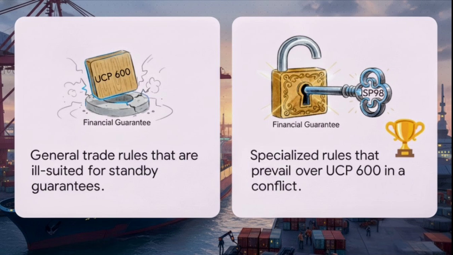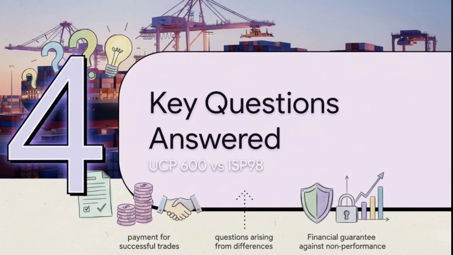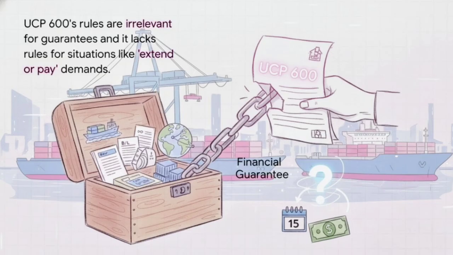Thinking about these specialized rules actually leads to a couple of really common questions that people have, so let's just tackle those head on. A really fair question to ask is, look, if everyone was already using UCP 600 for letters of credit for decades, why bother making a whole new set of rules? And the answer is pretty simple. UCP 600 was just the wrong tool for this specific task. All of its rules about shipping documents and invoices are totally irrelevant when you're dealing with a performance guarantee.